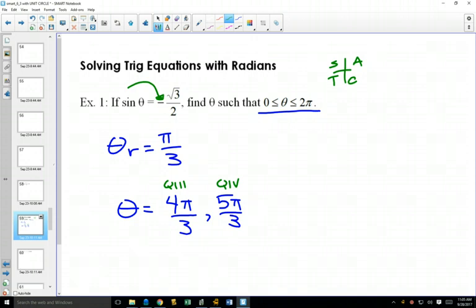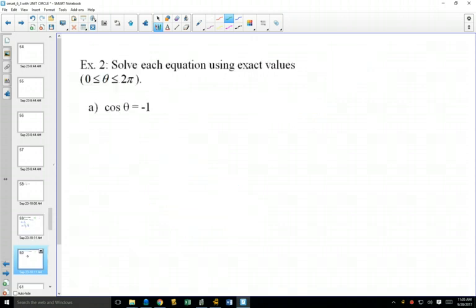Ready? Okay. So our next question. Cos of theta is negative 1. Again, when the domain is listed this way, 0 is less than theta is less than 2 pi, that's in radians, so our answer will be in radians. And 0 to 2 pi is 1 full revolution around the circle in the positive direction.